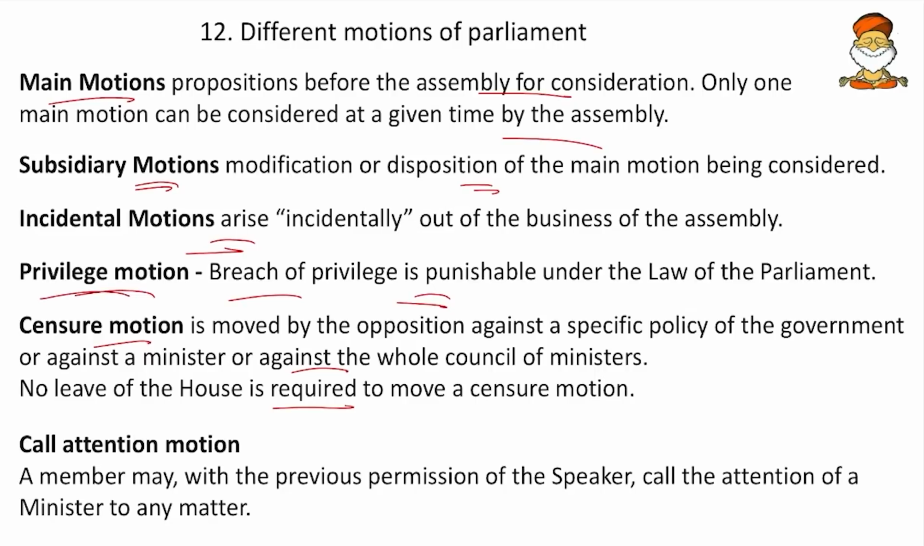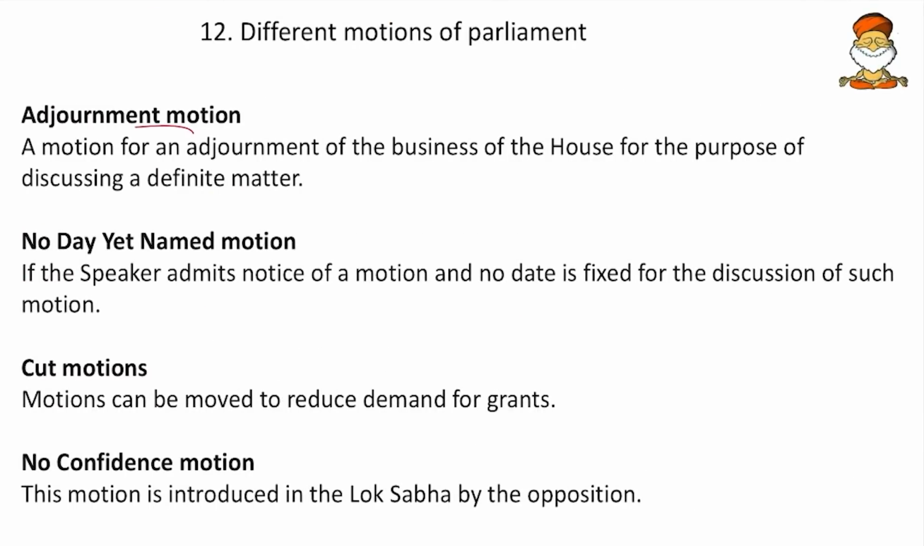Okay, so privilege. This comes with specific clauses where the privilege is applicable, and censure is a broader clause. For any derogatory remarks, you can bring in censure motions. And then the call attention motion. Call attention means we are calling the attention of the speaker to any of the important topics that are going on. And adjournment motion.